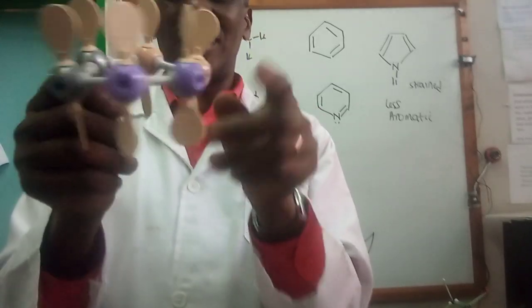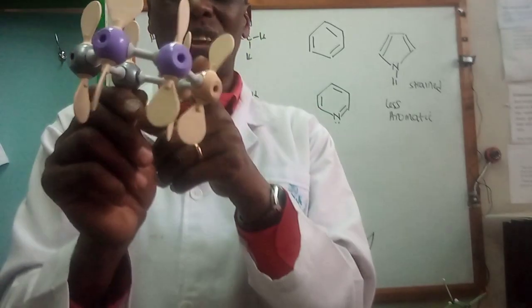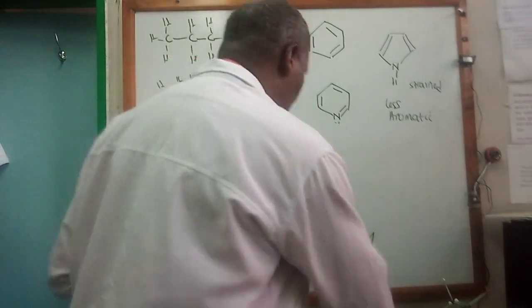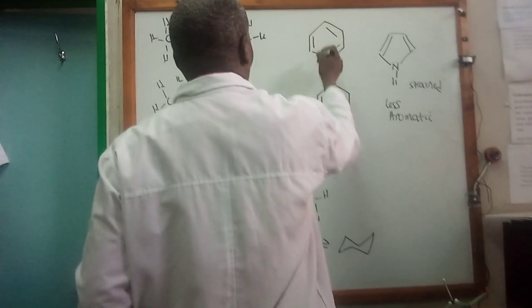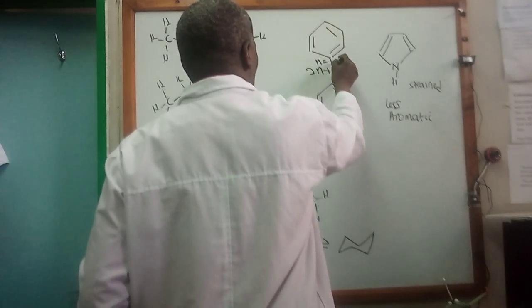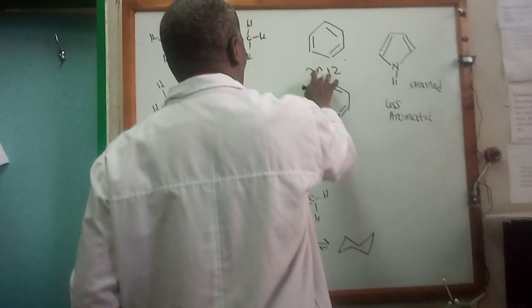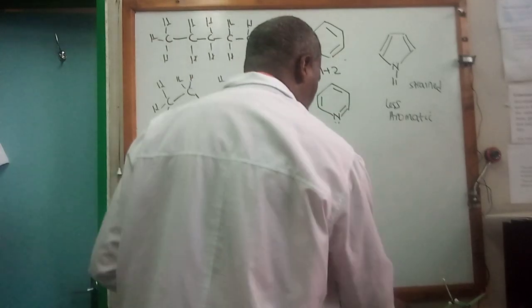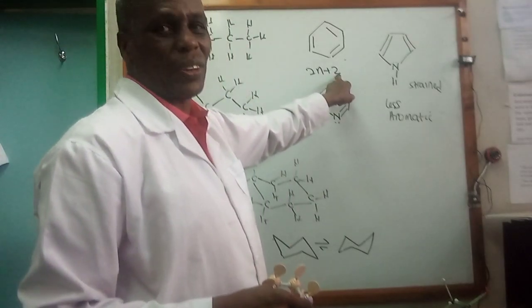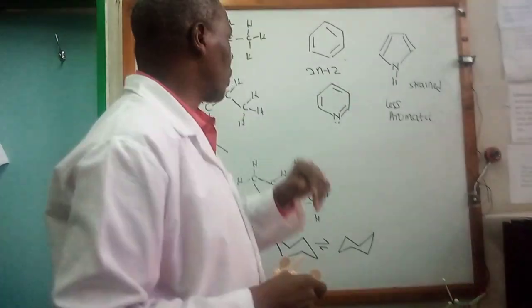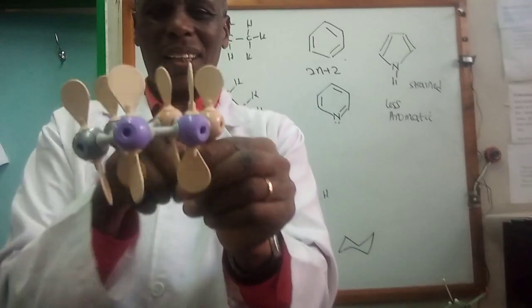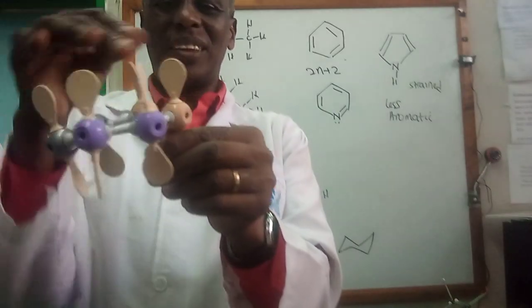So if this structure is flat, for aromaticity you need to have this number. The pi electrons in the p orbitals have to be 4n plus 2, where n is equal to 0, 1, 2, and the rest. So when n is 1, you're going to have six p orbitals. Yeah, are you okay? Six p orbitals. Okay, so in this case, this structure is aromatic.